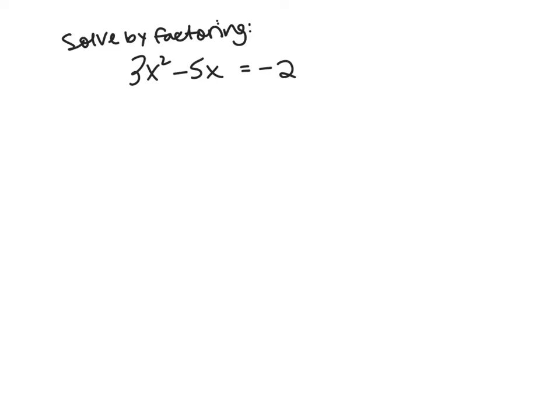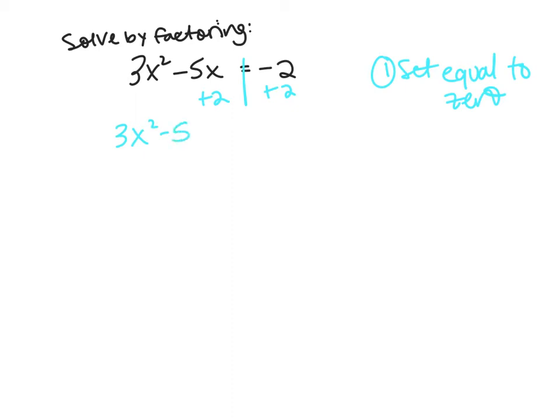So next, solving by factoring. So for factoring, your first goal, remember you have to get the equation equal to 0, or else factoring does not do anything for you. So set equal to 0 first. So in this case, that means getting the 2 to the other side. That 2 cannot combine with anything. There are no like terms. So we have 3x squared minus 5x plus 2 equals 0.